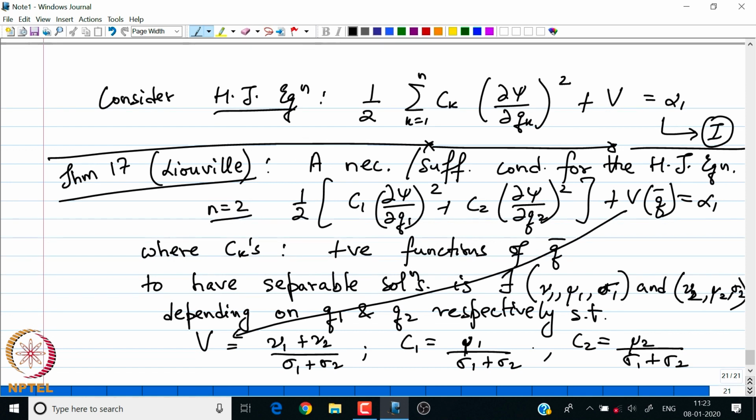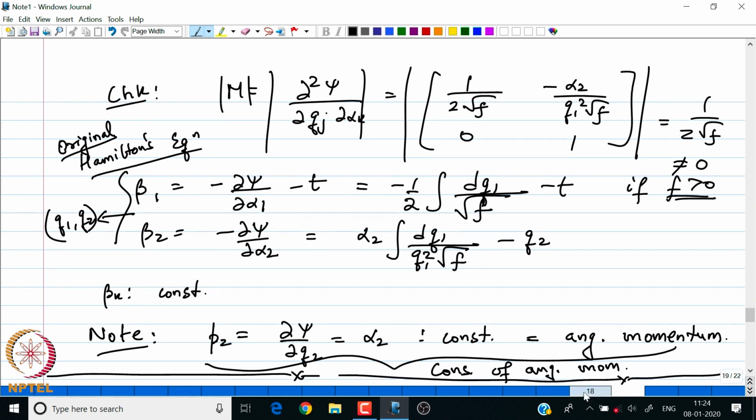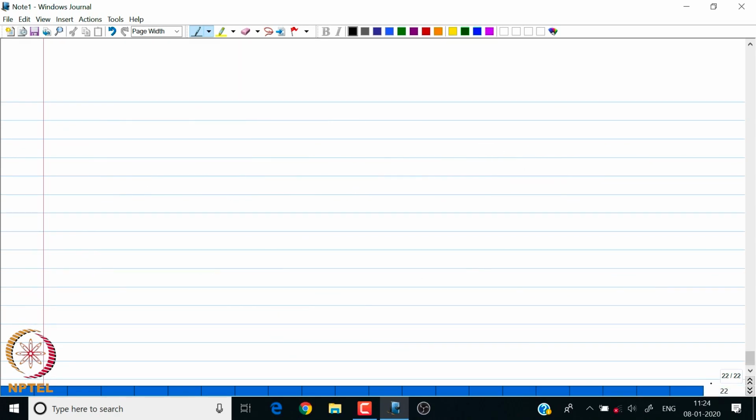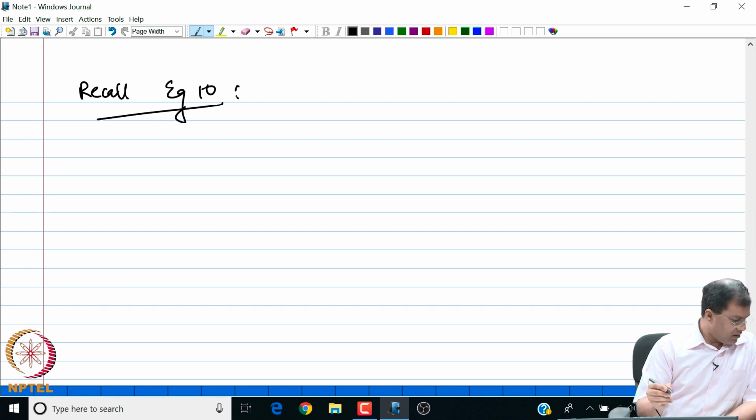And then let us look at an example. The example that I have in mind is the one we just considered, the central force problem, example number 10, a few slides back. So I am going to reconsider this problem, which is example number 10 here. Recall example 10 that was done a few minutes back.